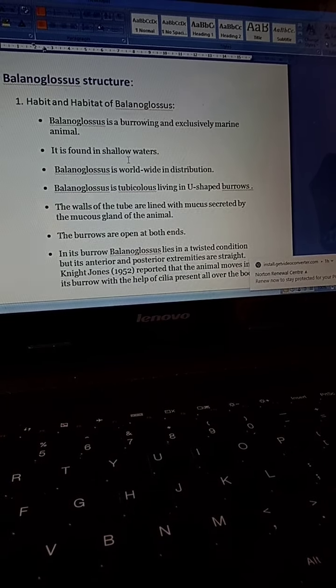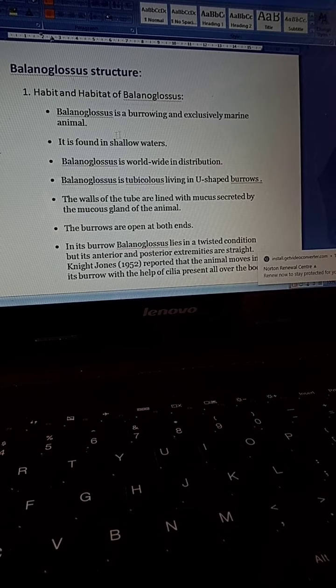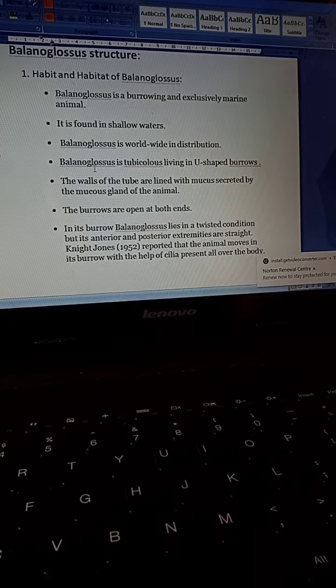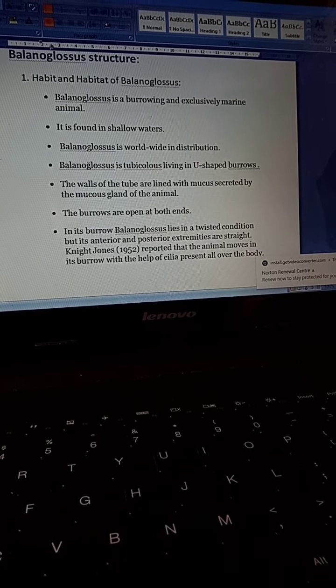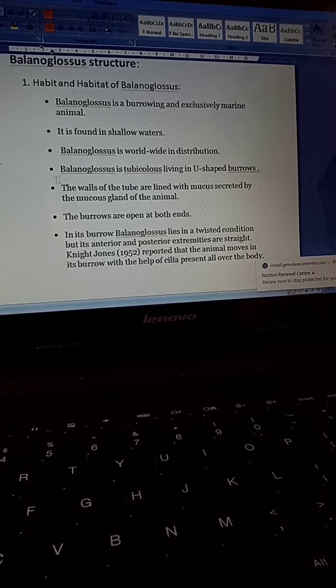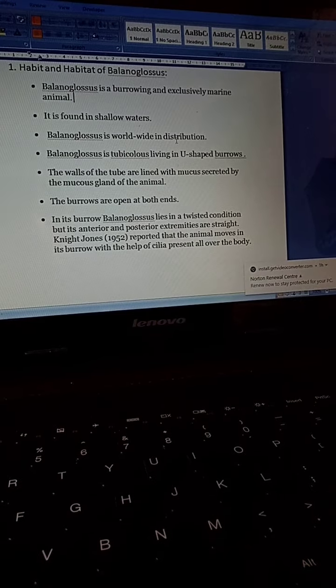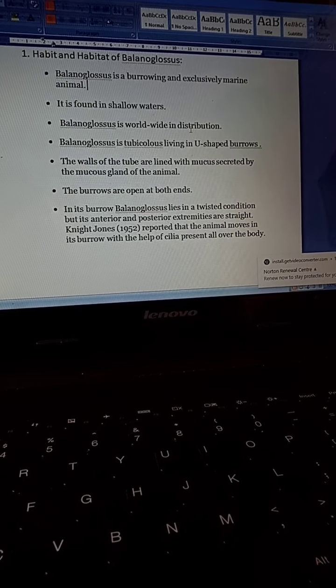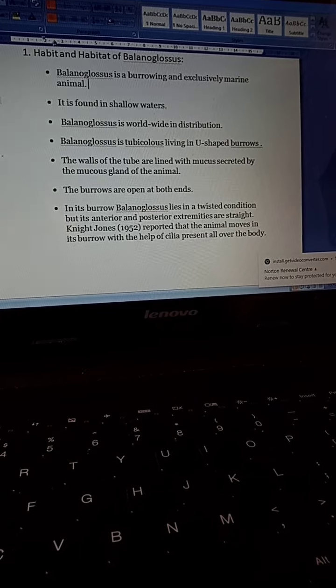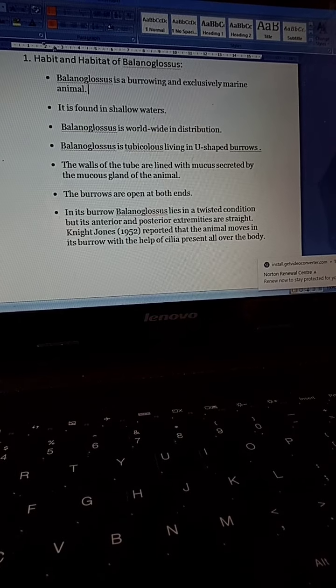It is found in shallow waters, not deeper. Balanoglossus is worldwide in distribution, that means it is cosmopolitan in distribution. It can be found anywhere.